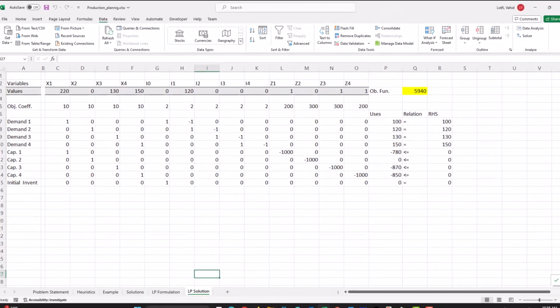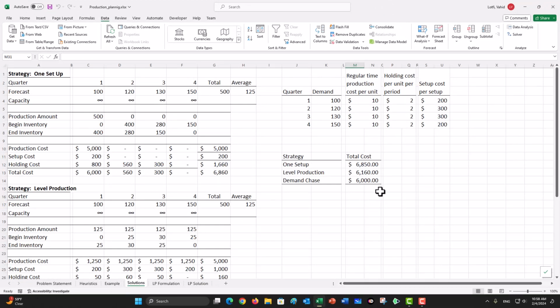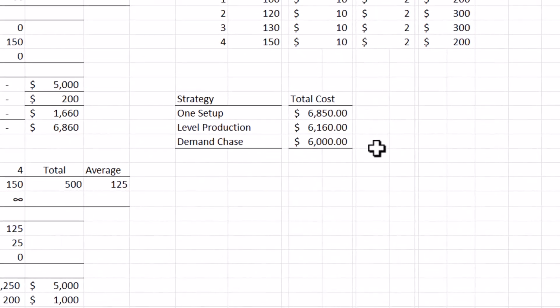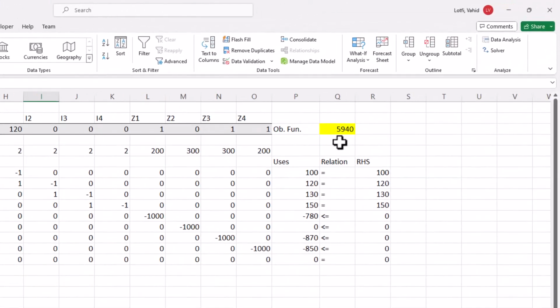Now let's compare this cost to the total cost that we received by using heuristics. So we go to the heuristic solutions, and we can see that the three heuristic solutions, the least cost solution was 6,000 associated with the demand chase strategy. So the linear programming formulation produced the optimal solution at the minimum cost of $5,940.